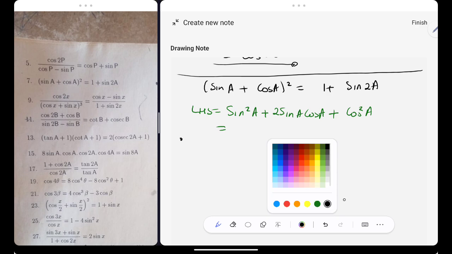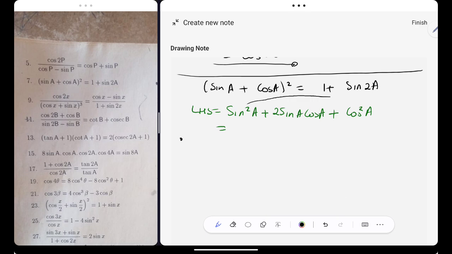Please note that the sum of these two will give us 1. Are you together? And then this is an expanded version of the double angle for sine. So you can simply say plus sin 2A. Are you together? But if you wanted to simplify the right hand side, you could have done it as well.